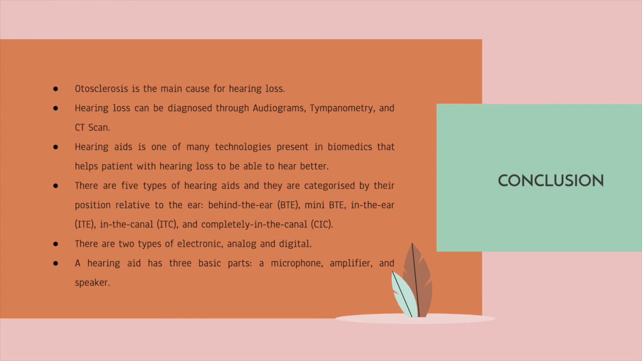The first is behind the ear or BTE, second is mini BTE, third is in the ear or ITE, fourth is in the canal or ITC, and last is completely in the canal or CIC. There are 2 types of electronics, and those are analog and digital. A hearing aid has 3 basic parts, and they are a microphone, amplifier, and speaker.